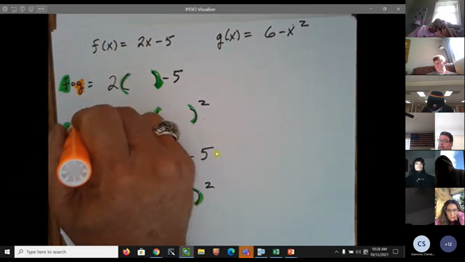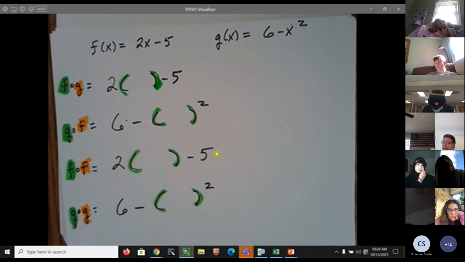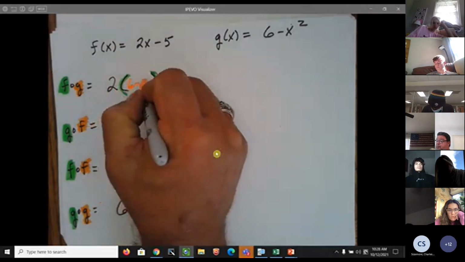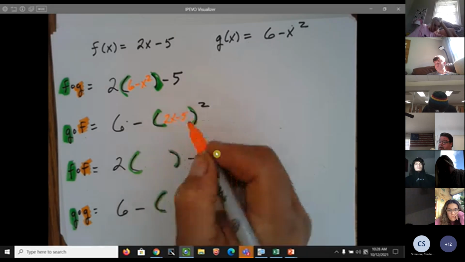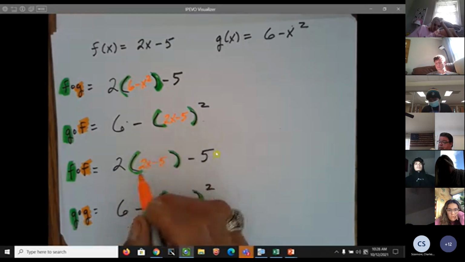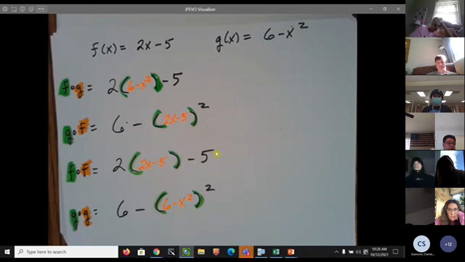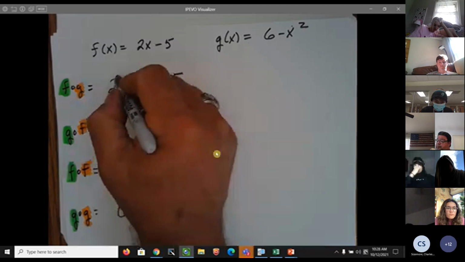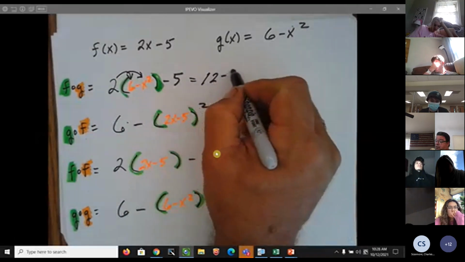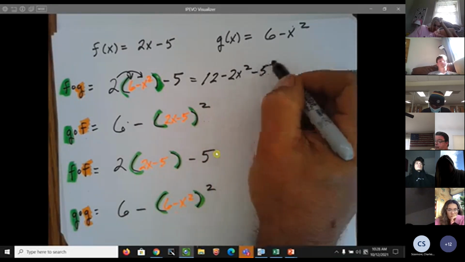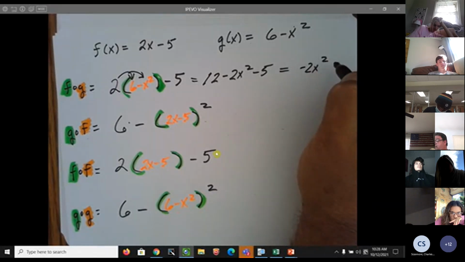Okay, it's 10:28. So I'm going to plug in G. I'm going to plug in F. I'm going to plug in F. And I'm going to plug in G. 12 minus 2x squared minus 5. And 12 minus 5 is what? 7.